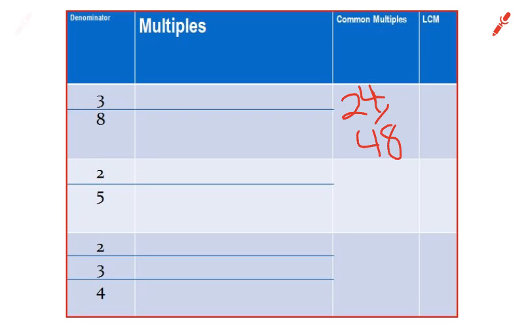And then, Bella, what would our least common multiple be out of 24 and 48? 24. Yeah, 24 is the smallest. That's our LCM. That's our least common multiple.